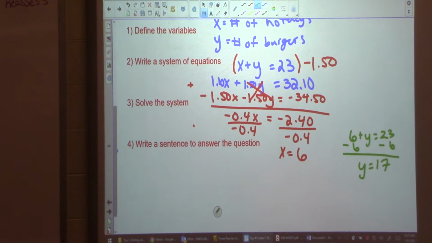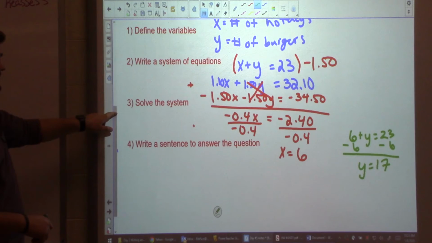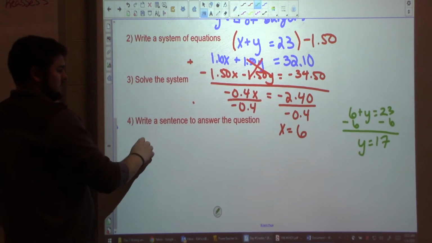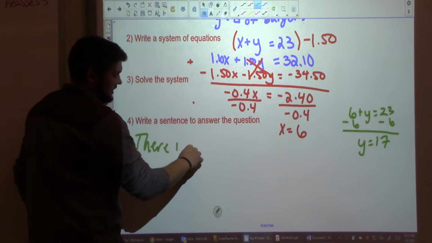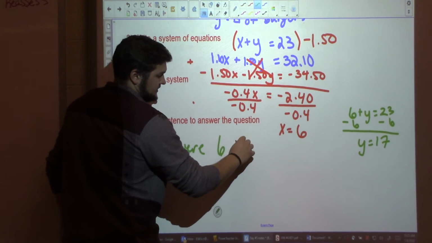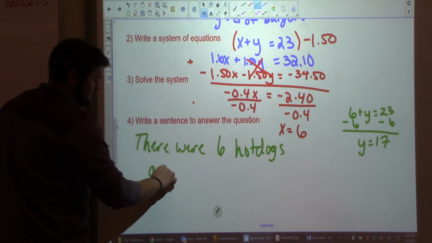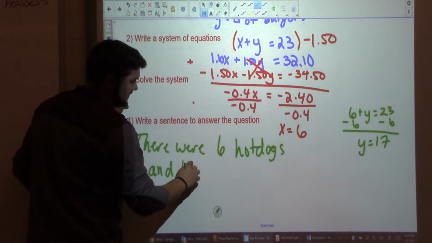Now our last step, step 4. Write a sentence to answer the question. Well, the question was, how many hot dogs and how many hamburgers were ordered? There were 6 hot dogs and 17 hamburgers ordered.